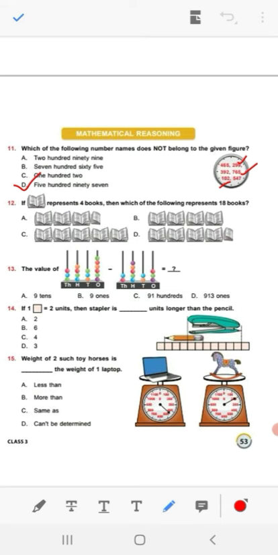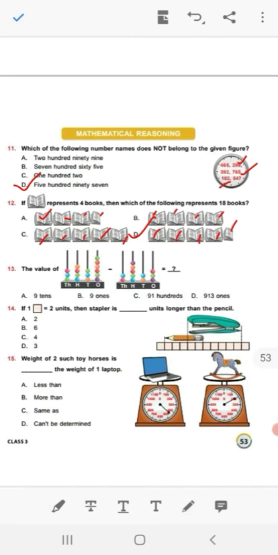Question number 12. If this figure of one book represents 4 books, then which of the following represents 18 books? So count the number of books from A, B, C and D, all options. Here 4, 4, 4 and this is 2. So 12 plus 2, 14. Option B, 4, 4, 4, 4, 16. Option C, 4 plus 4 plus 4 plus 4 plus 4, 20. Option D, 4 plus 4 plus 4 plus 4, 16 plus 2, 18. So our option D is correct here.